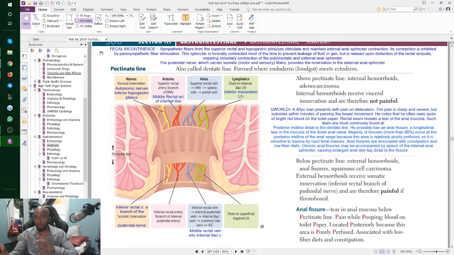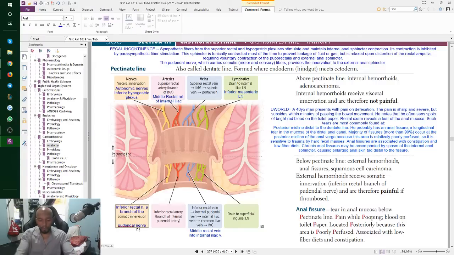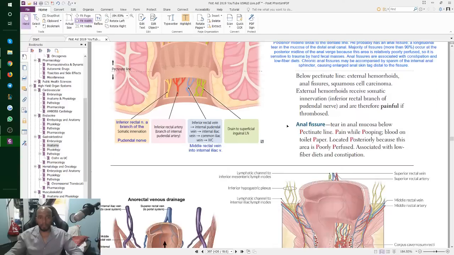Right, those are the ones that are under your control, so that even if you really, really need to poop, you can hold it in by using your external anal sphincter. The pudendal nerve, which carries somatic fibers, motor and sensory, provides the innervation to the external anal sphincter. Right? And that's what we have out here, the pudendal nerve. Okay. So that's pretty much the breakdown of everything for this page.